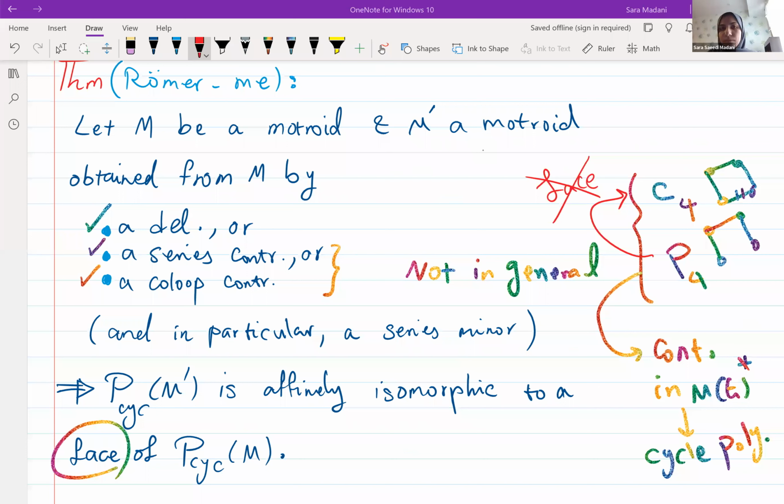Any other question? Yeah, I do have a question. Well, my question is about the matroids. Is a matroid always going to be a connected graph? You mean a graphic matroid? Yeah, exactly.